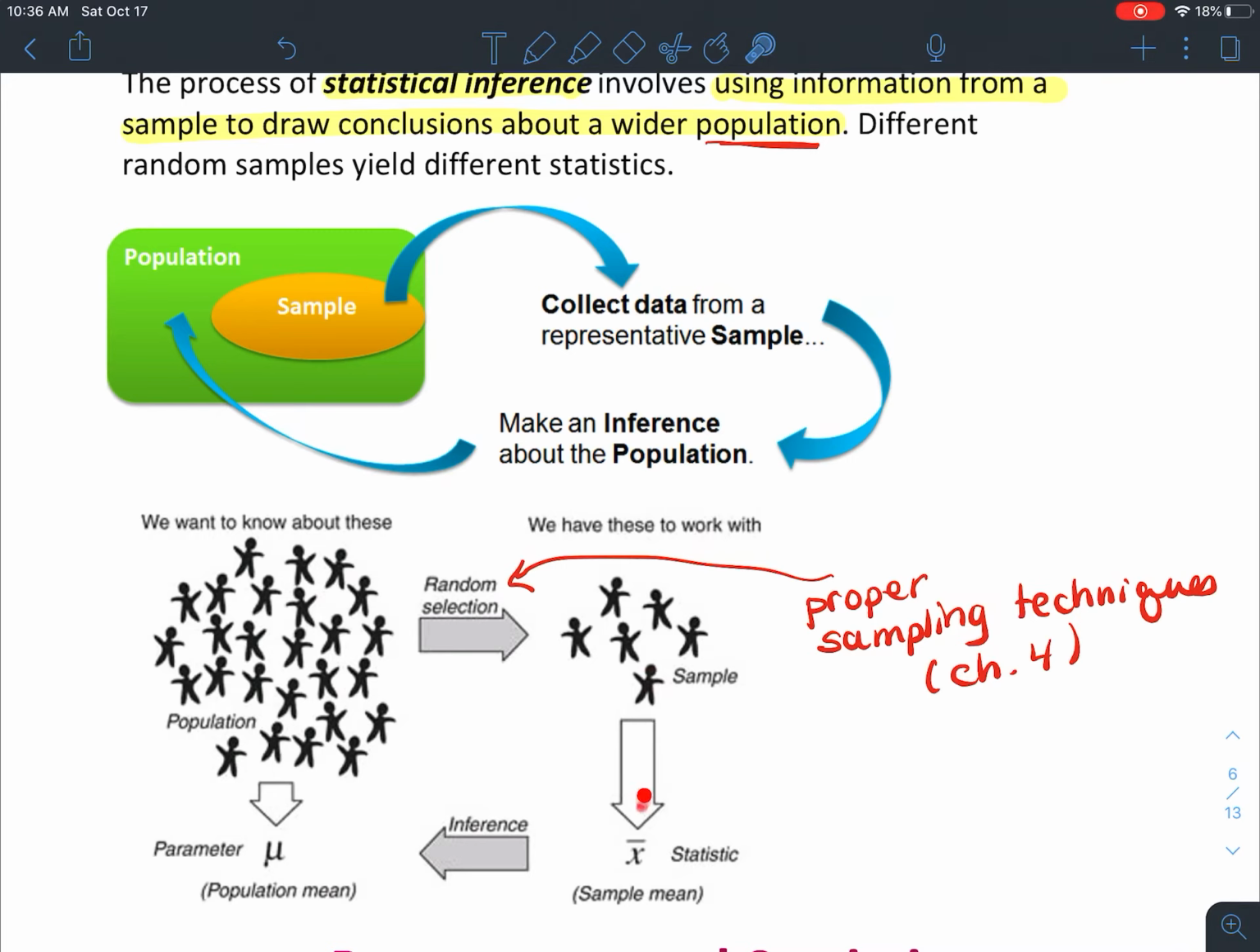Okay, and so here we've got our sample, and from that sample we might find the mean, or we might find the sample proportion of something. That is our statistic. And then based on that statistic, we come back and we draw an inference or a conclusion about that broader population.